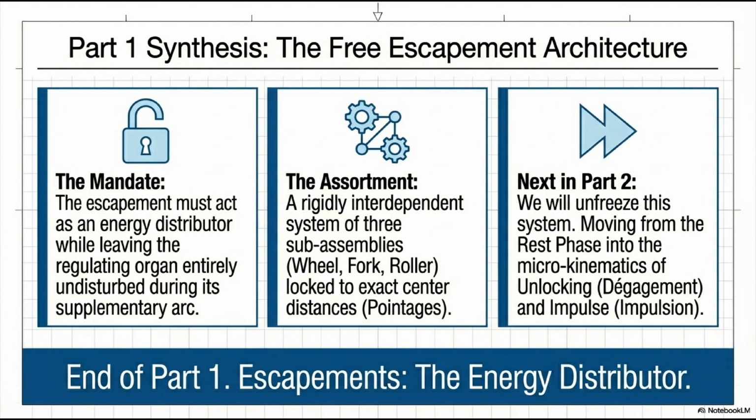Third pillar, what comes next? Part 2 takes us from static anatomical understanding into the dynamic. We're going to trace the microkinematics of each phase in real time: the unlocking phase, the impulse phase, the drop, the lost motion, with full angular quantification. We'll define the total lift angle, the virtual lift angle, the dead point, and the 6 key nodes in the roller cycle state space. If part 1 was what are the parts and how are they arranged, part 2 is what exactly happens to each part during each microsecond of the tick.